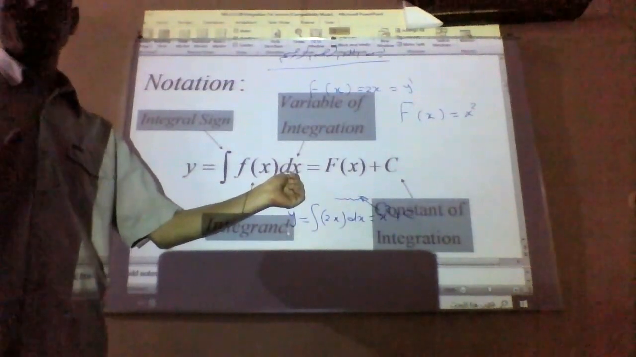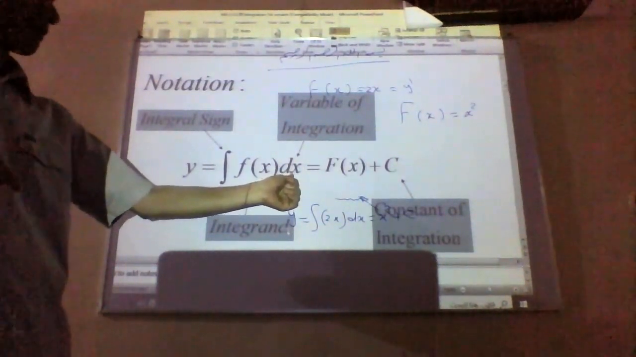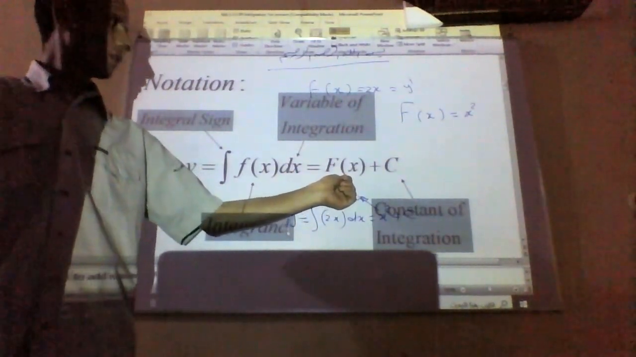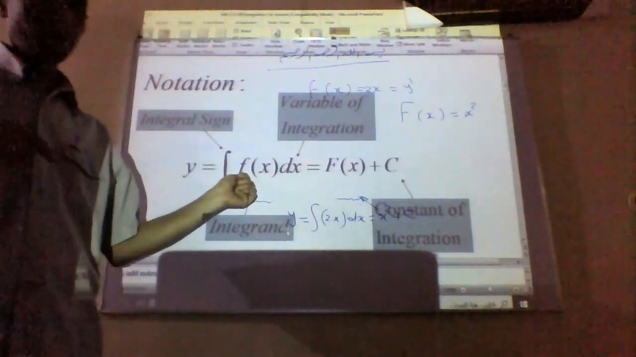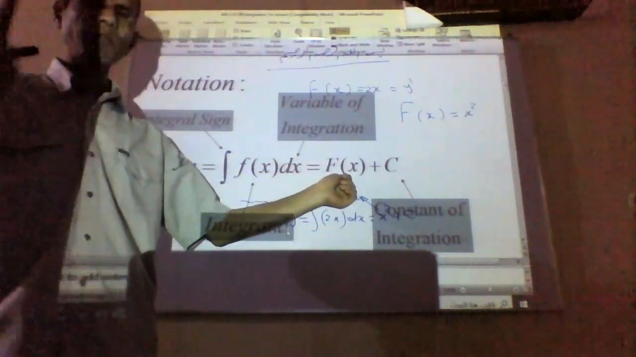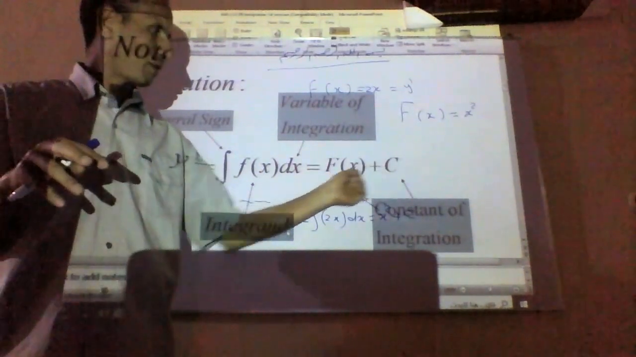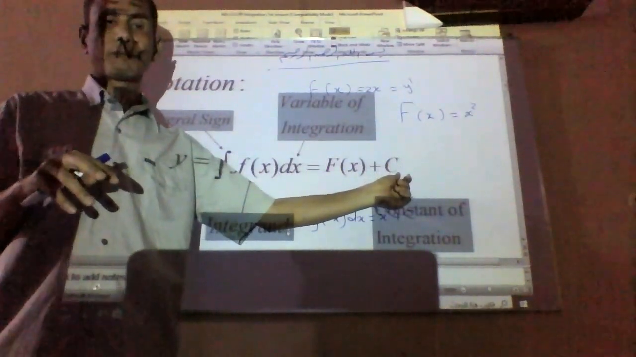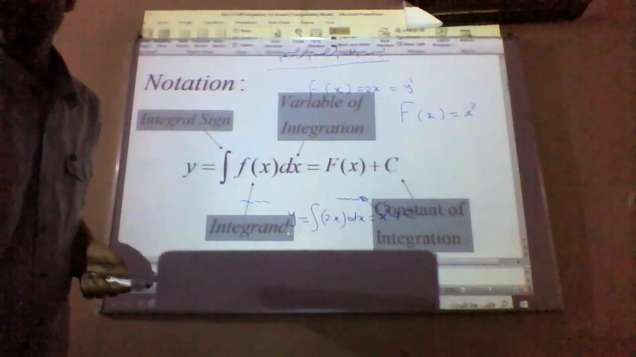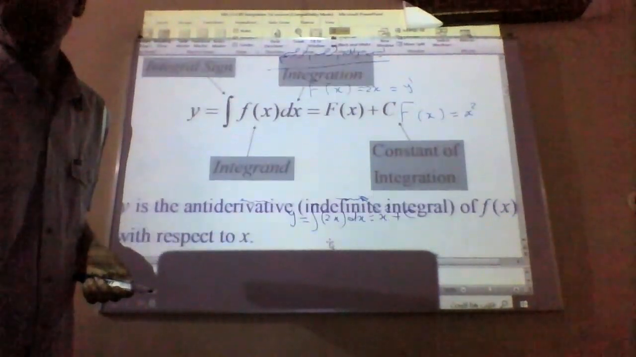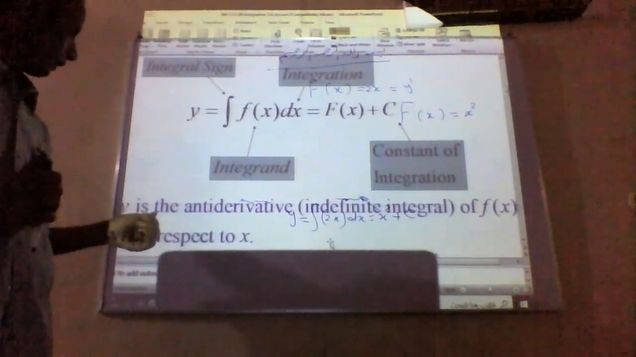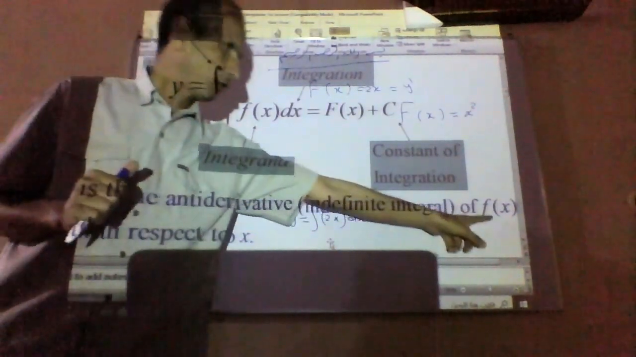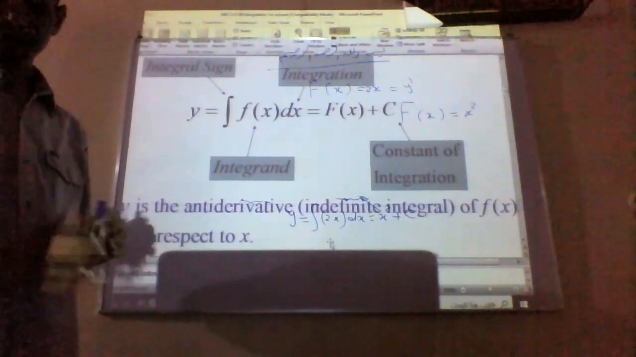This notation means we integrate with respect to x. This function capital F of x is called the integral of this function. So we have a family of integrals that all contain the function F of x and a constant. So F is the antiderivative, or the integral, of f of x with respect to x.